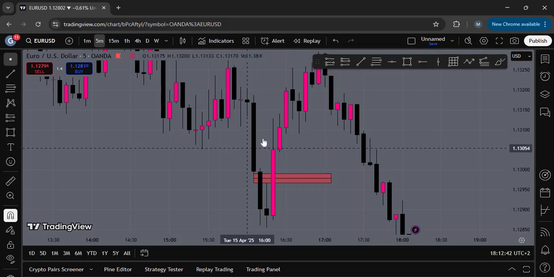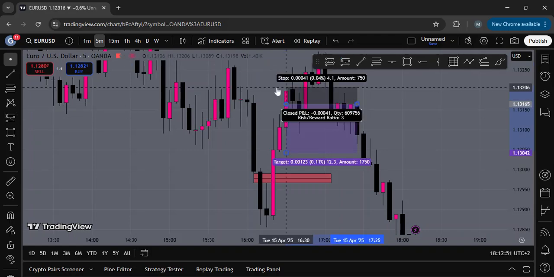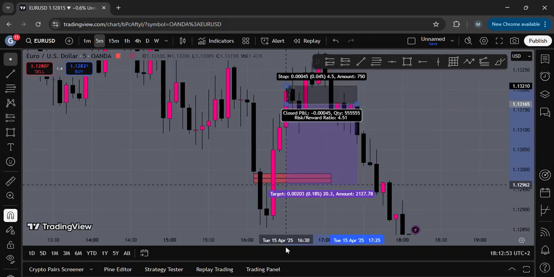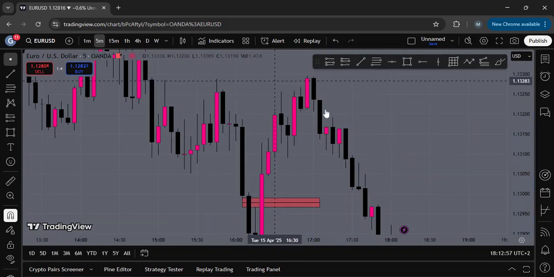Then you say, okay, finally, I've got a nice POI here. I'm going to enter as soon as it touches that. So then you put your entry. It would be like this here. Stop loss above, and then you go down again. So you just lost 3 trades in a row, and you're thinking, what is going on? Why am I losing?